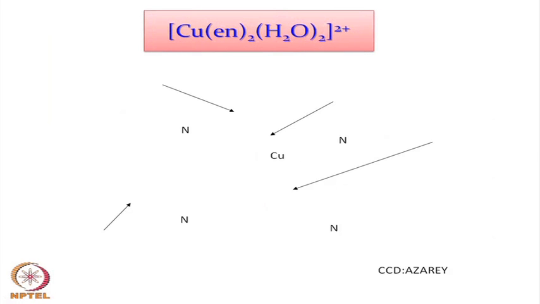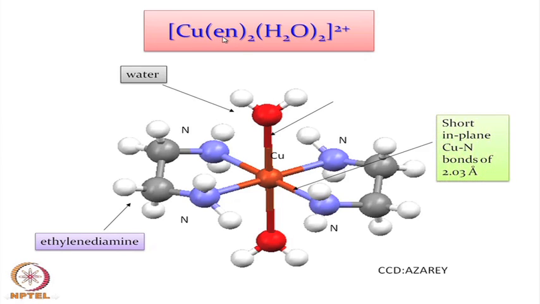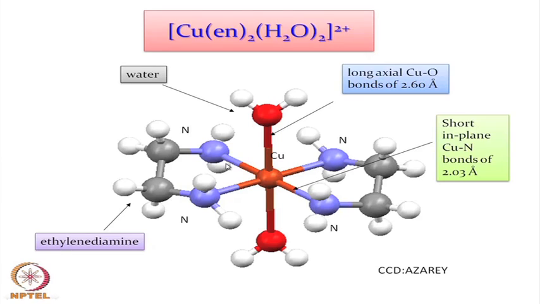So, what happens if we go for the bidentate ligand? When we have the bidentate ligand like this, that means we have the corresponding bis ethylene diamine copper diaquo molecule, where the two corresponding water molecules are in the elongated direction. So, long axial copper oxygen bonds, what we have seen in the case of the hexa-aquo molecule also.